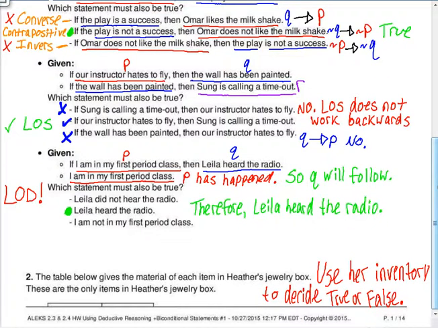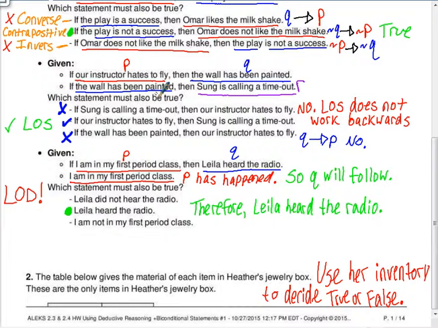Alright, so in the second part, you're given, if an instructor hates to fly, then the wall has been painted. Now again, I know those are nonsense, but let's ignore that. So P leads to Q. Okay. Now it says if the wall has been painted. Okay, so they re-mentioned the first one. So that's Q again. Then Sung is calling a timeout.